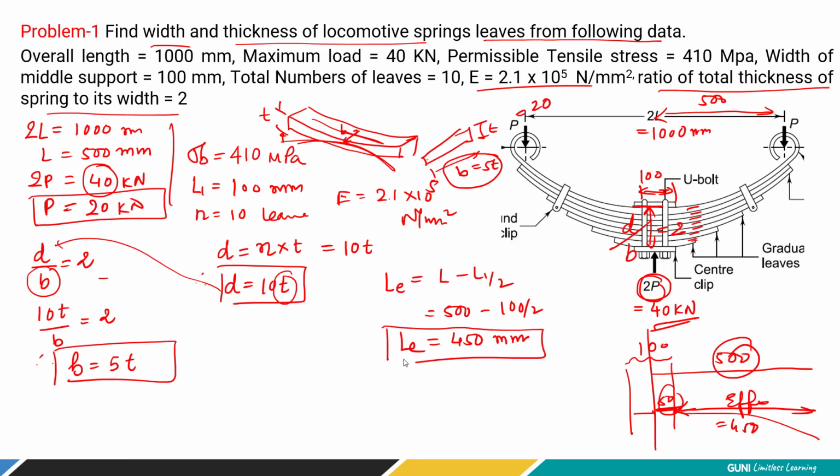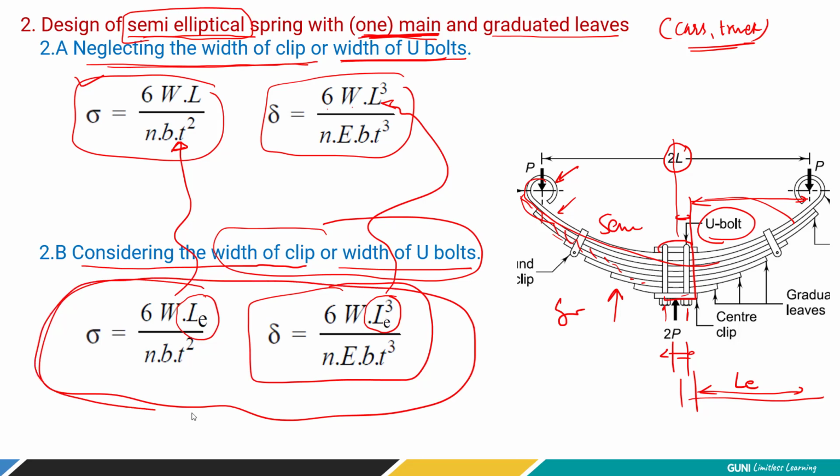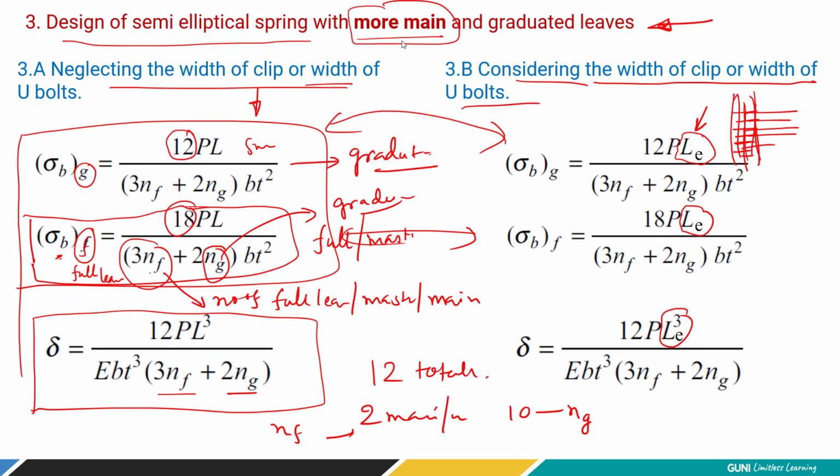Now let's find the bending stress. The equation is: bending stress in a given leaf spring is 6WLE divided by NBT square. Let's recall how this equation comes. This is the equation we are discussing. We are considering the central U-bolt, and this is a semi-elliptical spring having only one main graduation. Whenever it is not clearly mentioned how many main graduations there are, you have to consider only one. So we are going with the one situation.